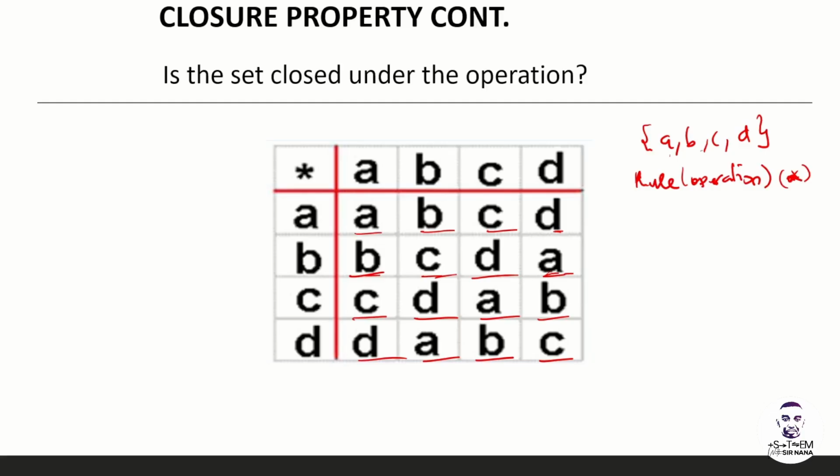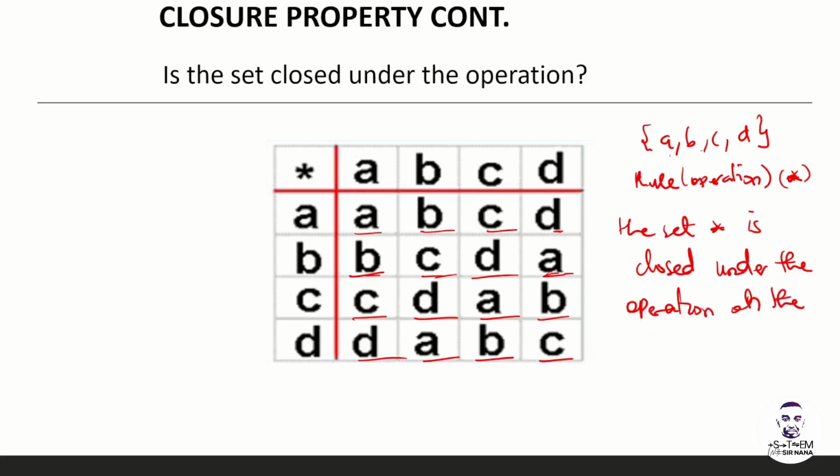So we can say that the set is closed under the operation star on the elements A, B, C, and D. Right? So we can conclude that this set is closed.